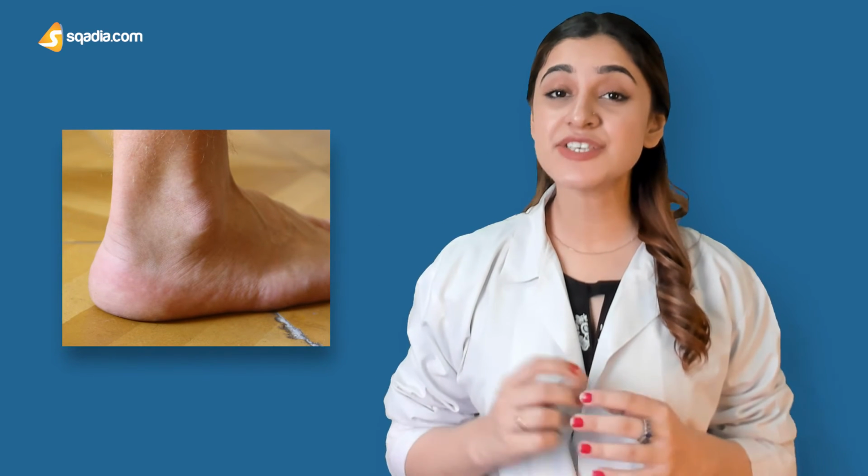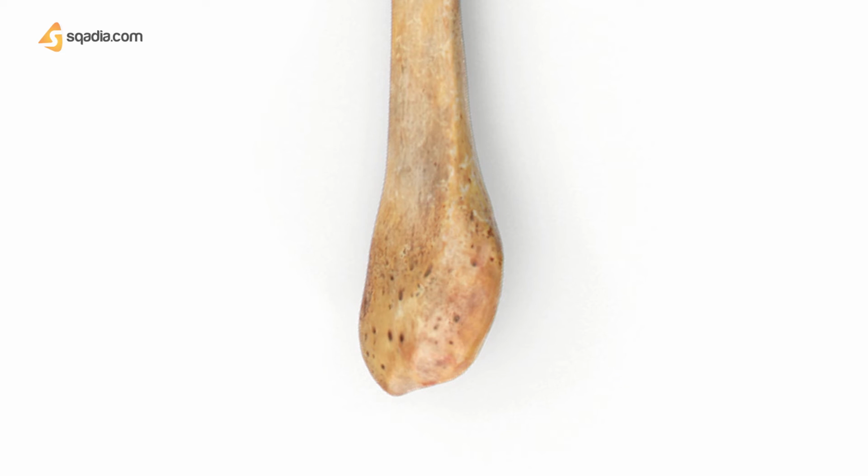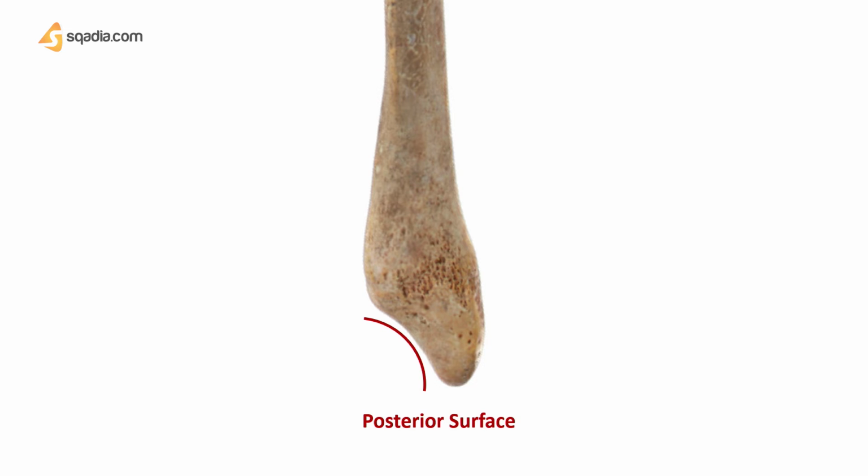There are many important features in the lower end of the fibula. One really interesting fact is that the distal end forms a lateral malleolus, which further forms a bony bump on the lateral side of the ankle, which can be very easily palpated. The distal end has four surfaces: anterior, lateral, medial, as well as a posterior surface.